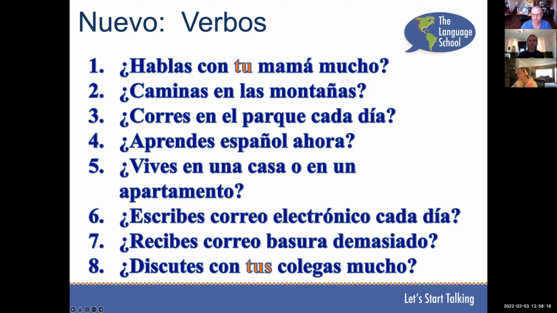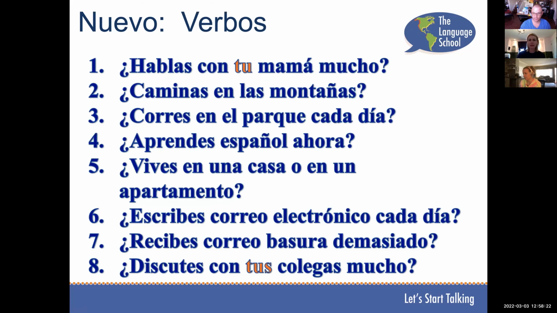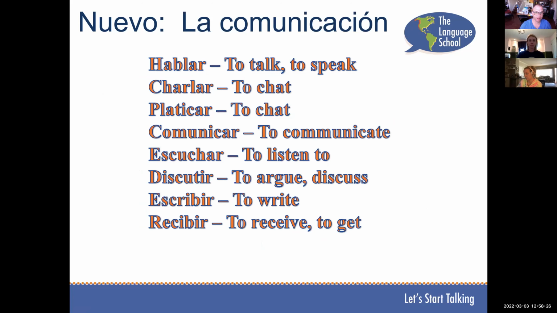Mis colegas. Mis. And is that just colleagues? Colleagues, yeah. Okay. Muy bien. Bien, tenemos vocabulario nuevo. Everything here has to do with communication, right?